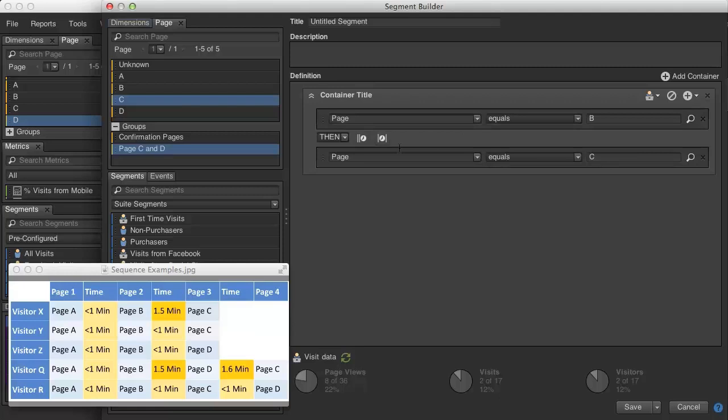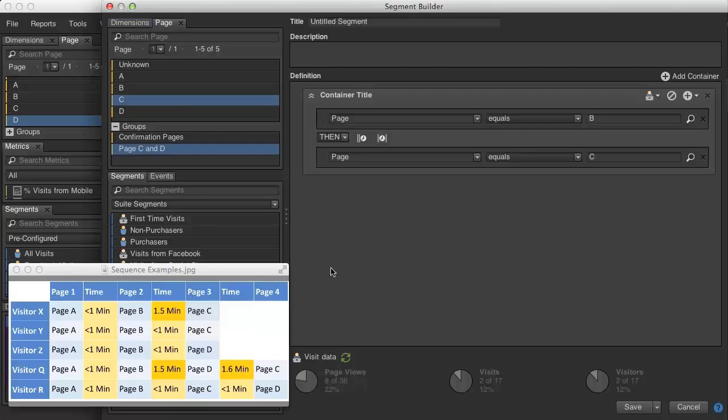Okay, so let's look at a few examples. Let's look for those who saw page B, more than a minute passed, and then they see page C. So in our example below, we have page B as the page for all of these scenarios. There's 2 that qualify for that. There's visitor X here, where a minute and a half passed, and then they saw page C. And then for visitor Q, there's about 3 minutes that passed, because they saw page D after 1.5 minutes, and then at 1.6 minutes after D, they then saw C. So it's about a minute.